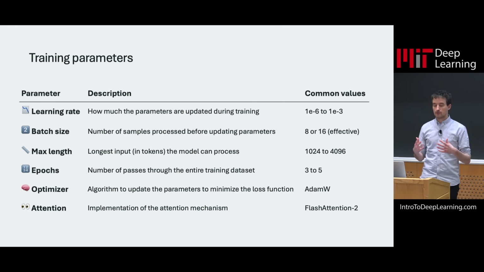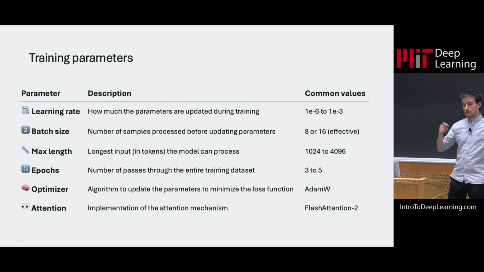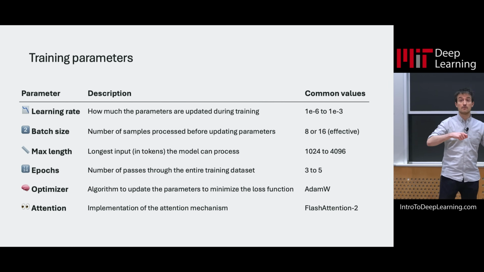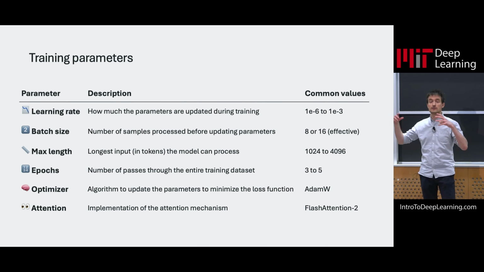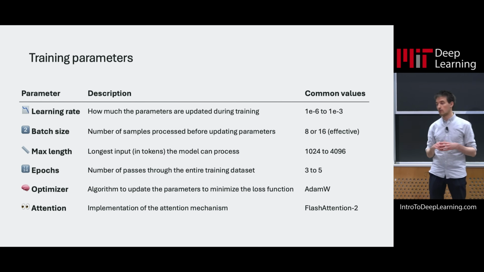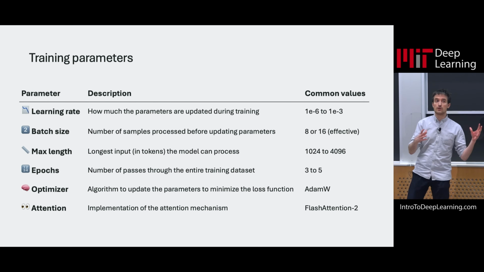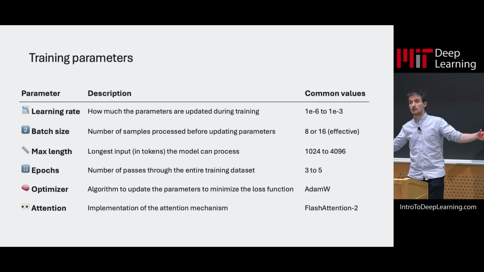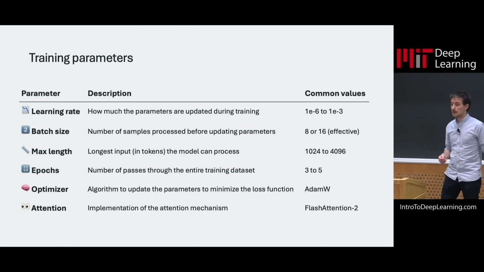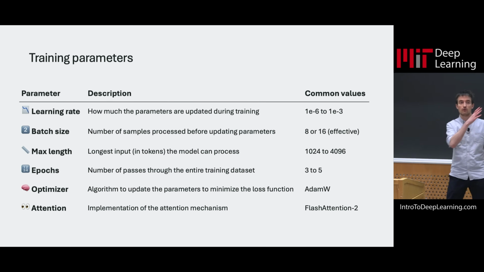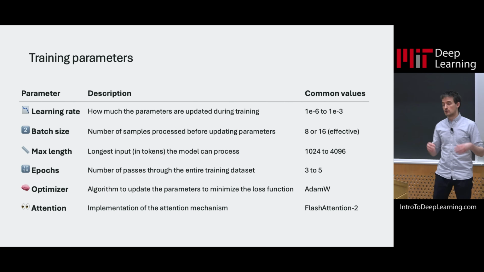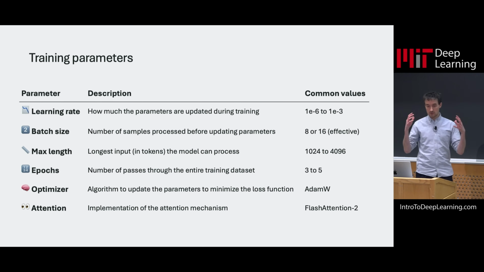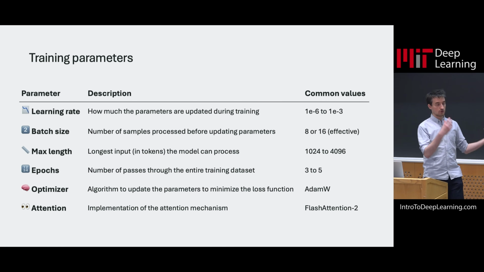The next two parameters are really connected, the batch size and the max length, because they directly impact the VRAM that you are going to use, because they determine the size of the input that you feed to the model. The batch size is the number of examples that you're going to feed in one pass. So the more you feed, obviously, the more VRAM you consume. And the max length is the length of each of these samples. So once again, if the length is high, obviously you're going to consume more VRAM. So those parameters are really hardware constrained.